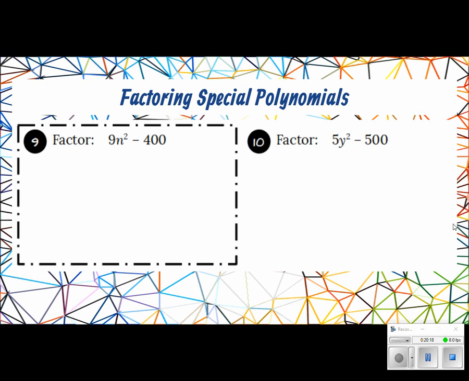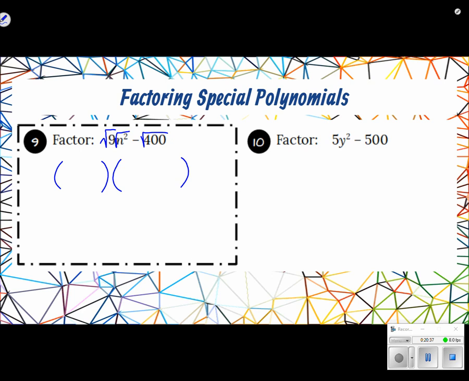So let's look at 9. We're going to factor. I'm going to go ahead and show you the shortcut. So this again goes back to the square root ideas. So they are similar. But in order to get that 400 to be negative, you have to have that positive and negative in each one.